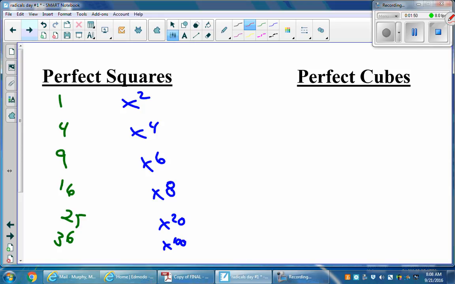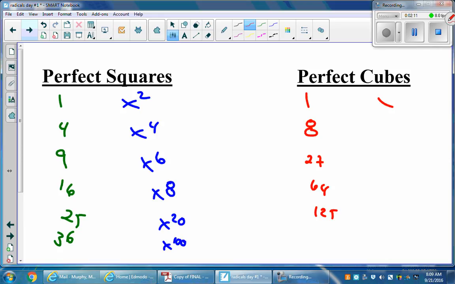Also, perfect cubes, same idea, but a little bit different. Instead of a number multiplied by itself twice, it's a number multiplied by itself 3 times. So 1 times 1 times 1, which would be 1. 2 times 2 times 2, which would be 8. 3 times 3 times 3, which is 27. 4 times 4 times 4. 5 times 5 times 5. And again, obviously this list can continue on forever. It's just the beginning of it. It's the result of multiplying something by itself 3 times.